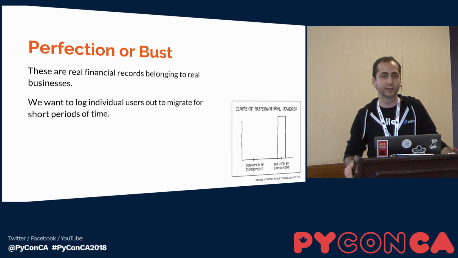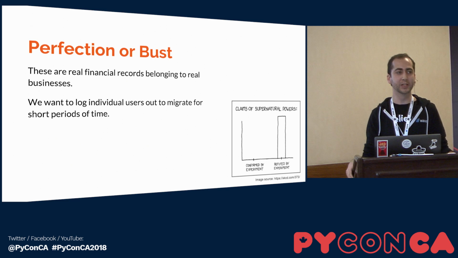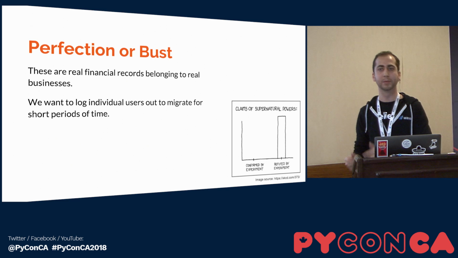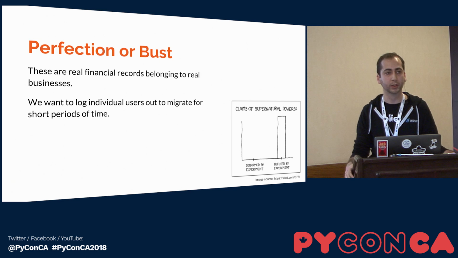And then perfection or bust. Like I said before, these are people's financial records. We can't really afford to change them too much. There's the yen example from before that, yes, we do have to make some changes. But aside from that, we have to find a way to make everything work.